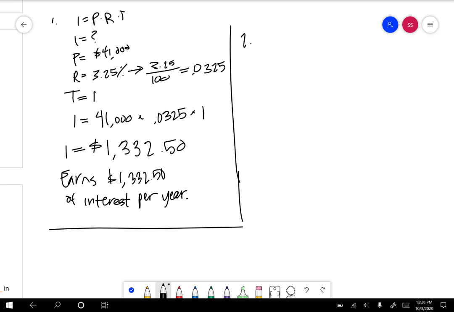So here we have Wyatt, who deposited $1,500 into a savings account, and it earned $93.75 in simple interest after 5 years. Find the interest rate on Wyatt's savings account. So this one's slightly different. We're still using the same formula. Okay, so let's identify what we know and what we don't know.